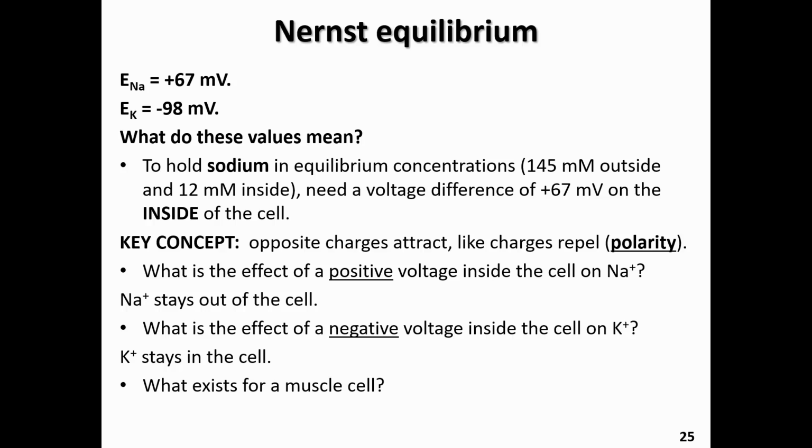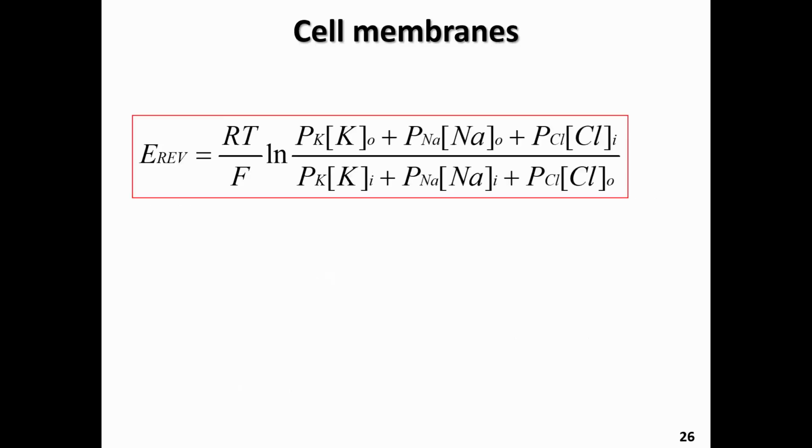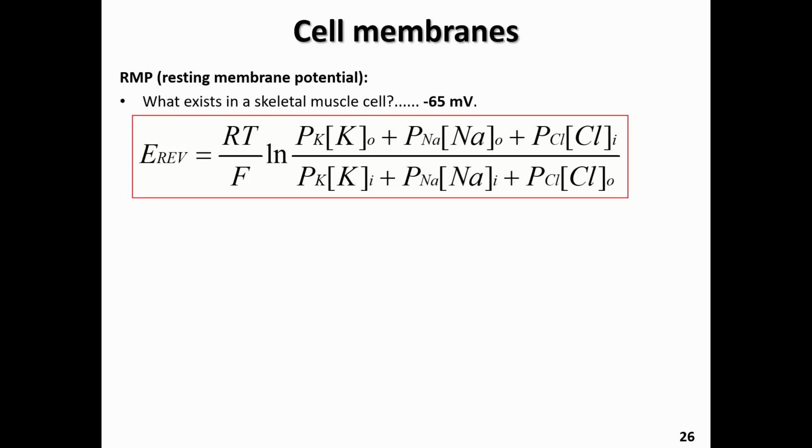Now, in reality, what exists for a muscle cell or a neuron for that matter? Because the Nernst potential focuses on each ion in complete isolation, in reality, we have cells such as a muscle cell where the interior of the muscle cell in a resting state is actually negative 65 millivolts on the inside with respect to the outside. And that's referred to as the reversal potential.